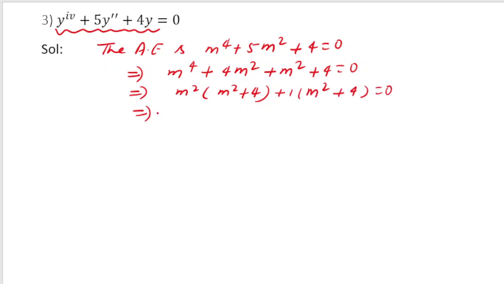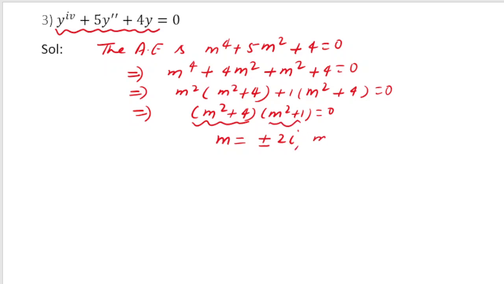I am expecting 4 roots because the order of the differential equation is 4. So (m^2 plus 4)(m^2 plus 1) is equal to 0. This factor will give me m is equal to plus minus 2i, and this factor will give me m is equal to plus minus i. So we have got two pairs of imaginary roots. How should I write the solution? In both the pairs alpha is equal to 0, because plus minus 2i can be seen as 0 plus minus 2i.